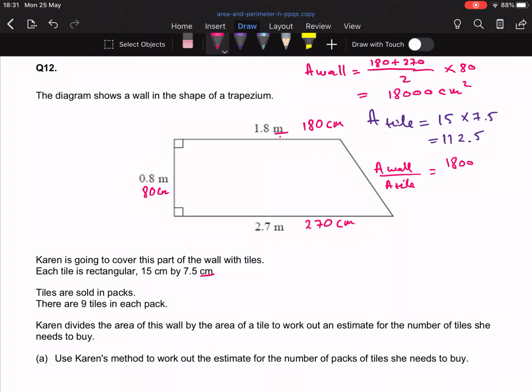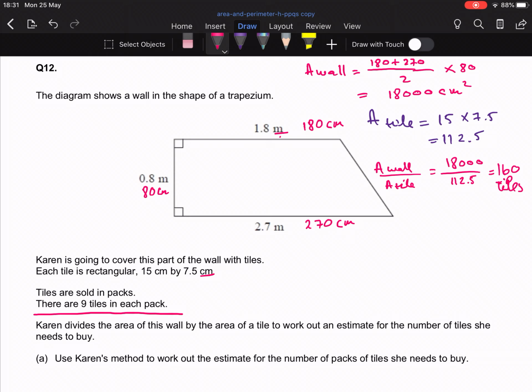So 18,000 divided by 112.5. Looks a bit dodgy, but let's see what we get when we type that in our calculators. And I'm getting 160. So this means she needs 160 tiles, which is not bad. It's not a crazy huge number. Let me see, have I answered the question yet or not? Okay, I haven't used some information here, I haven't used 9 per pack, so clearly I haven't answered the question yet. Use the method to work out an estimate for the number of packs she needs to buy.